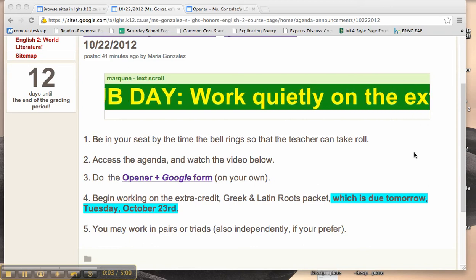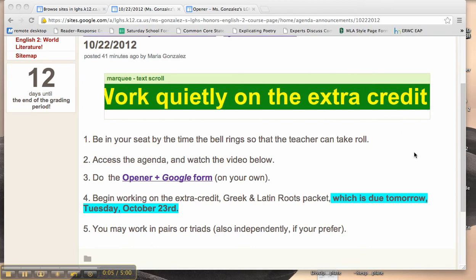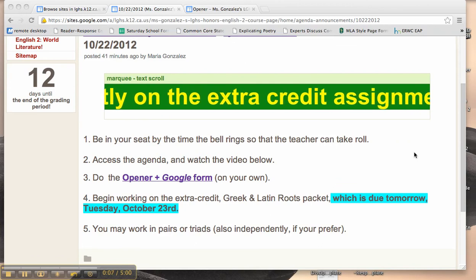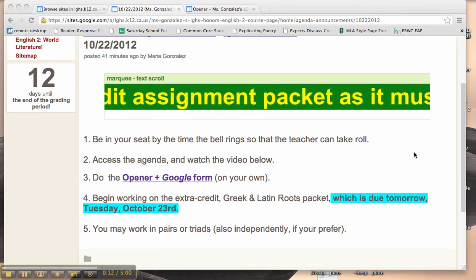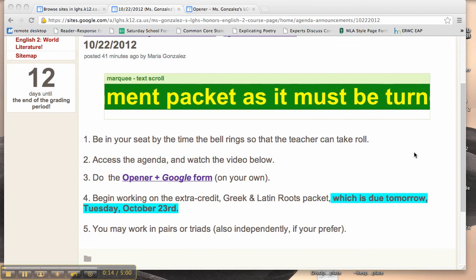Gonzalez here. I'm sorry I'm not in class today, but I'm actually at a workshop. And I think all the English department is gone too. I don't think any of us are here. But it's only for a day, so I'm going to be back tomorrow.